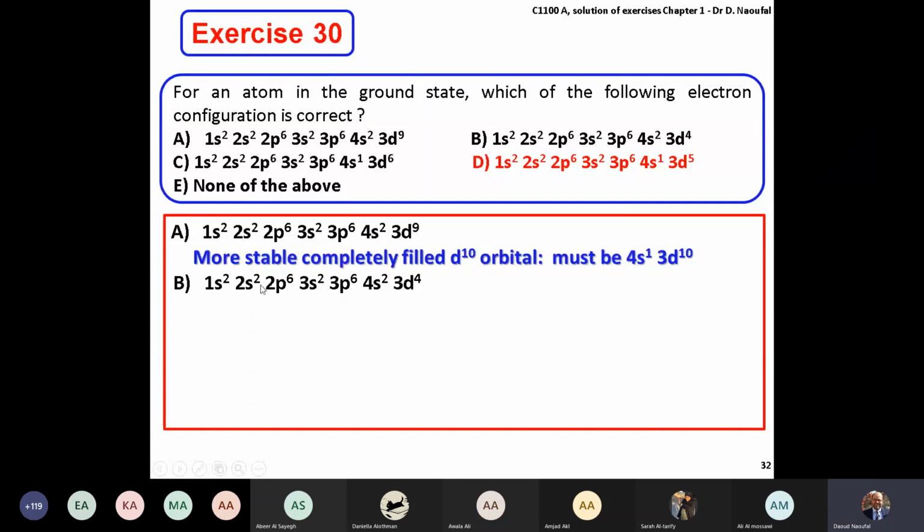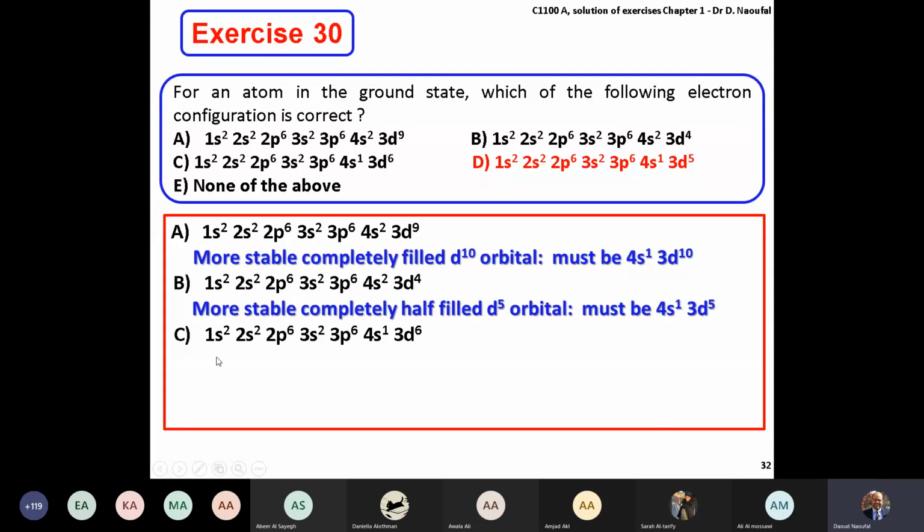For B, we have 1s2, 2s2, 2p6, 3s2, 3p6, 4s2, 3d4. In the same way, d4 tends to be half filled d5. So we will have 4s1, 3d5, and B is also incorrect. We pass to C: 1s2, 2s2, 2p6, 3s2, 3p6, 4s1, 3d6. It's not acceptable.